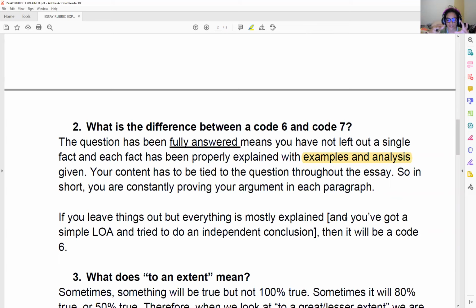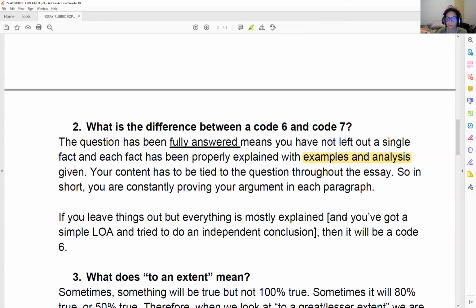Now, one of the things that often happened with my students with the CRM essay, that is now out of the curriculum, but basically they would tell me the protest, but they wouldn't give me the result of the protest.